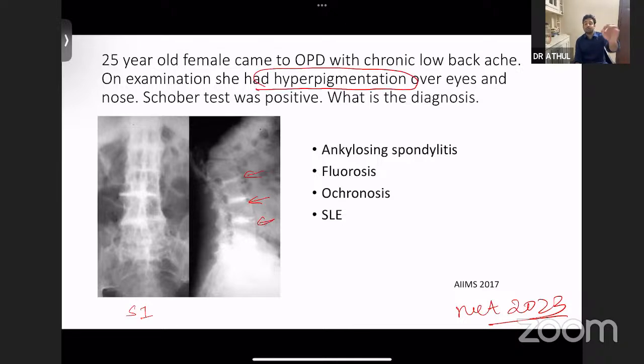So when the patient is having hyperpigmentation and there is intervertebral disc calcification, there can be only one diagnosis, that is alkaptonuria or ochronosis. So read about the biochemistry of alkaptonuria, the enzyme deficiency, and how you manage this patient. Radiologically, what you will see is intervertebral disc calcification, which is the most common feature of alkaptonuria.